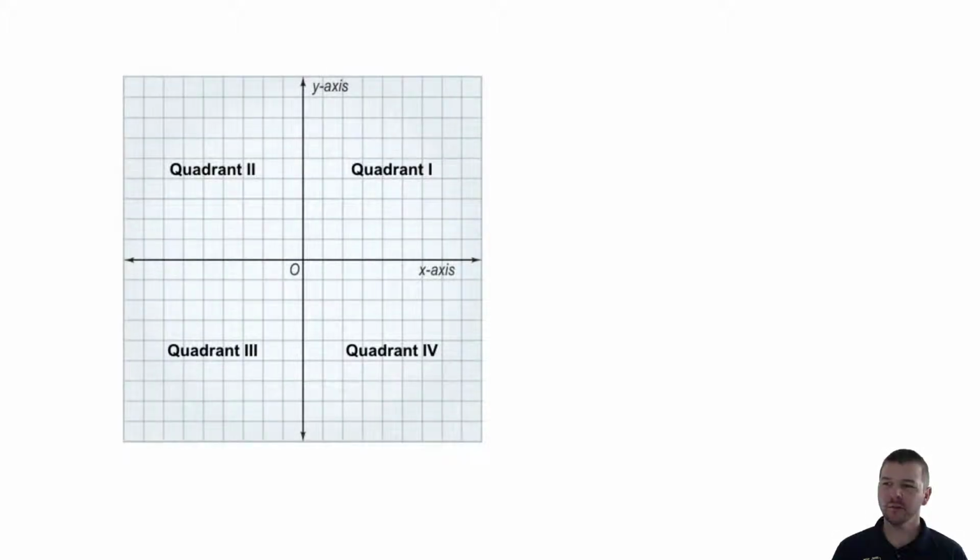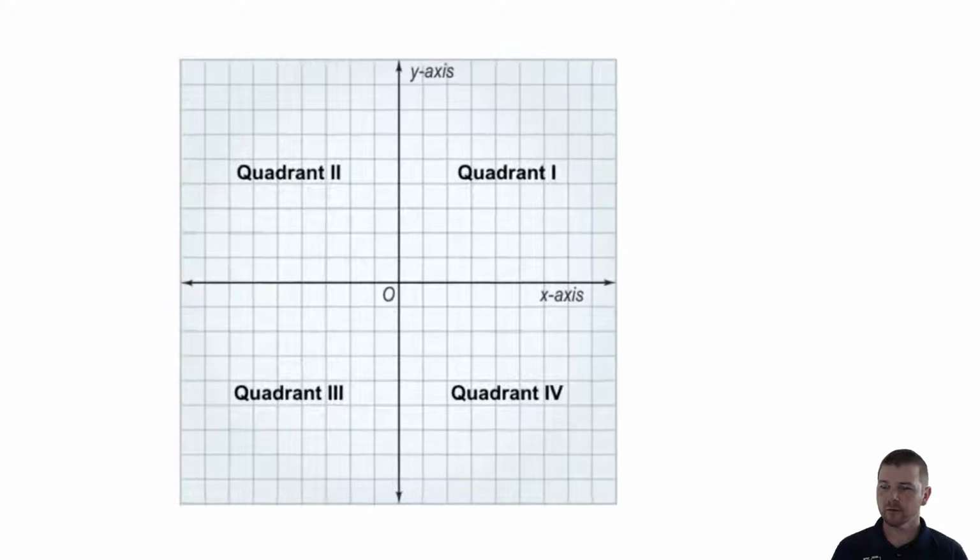A quick review of some important information. Recall the coordinate plane is divided into 4 parts by the axes: the x-axis, the horizontal axis, the y-axis, the vertical axis. Their point of intersection is called the origin. The quadrant at the top right is quadrant 1, the top left is quadrant 2, the bottom left, quadrant 3, and the bottom right, quadrant 4.